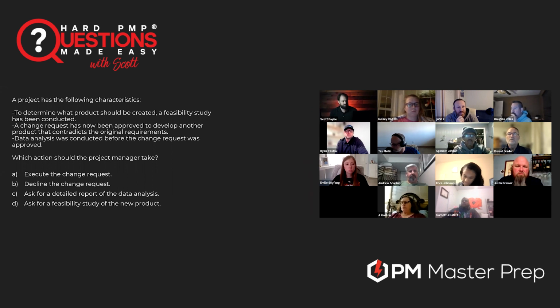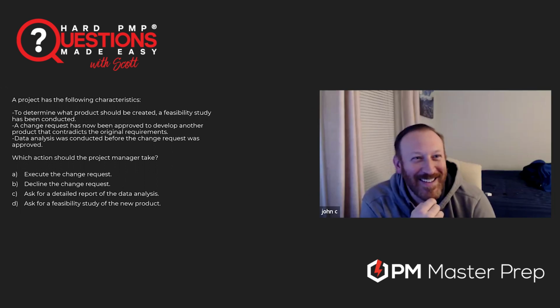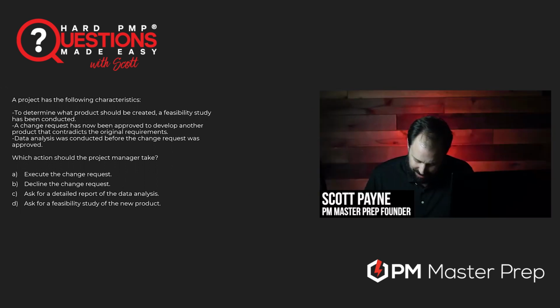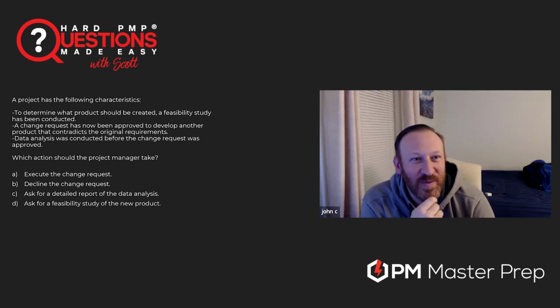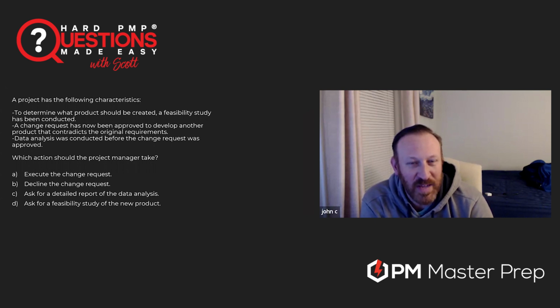Any idea? I kind of got to read it again. Read it again. So we need to determine what product should be created. They had a feasibility study. They had a change request. It's approved to develop another product that contradicts the original requirements. And now data analysis was conducted before the change request was approved. So which action should the project manager take?